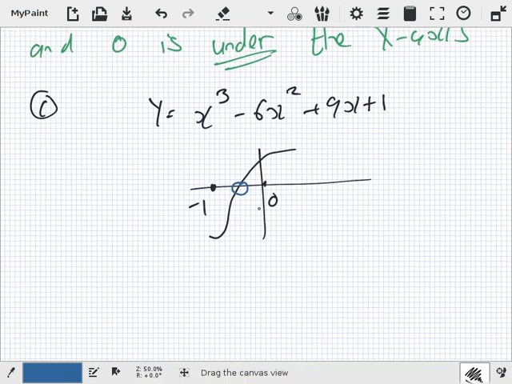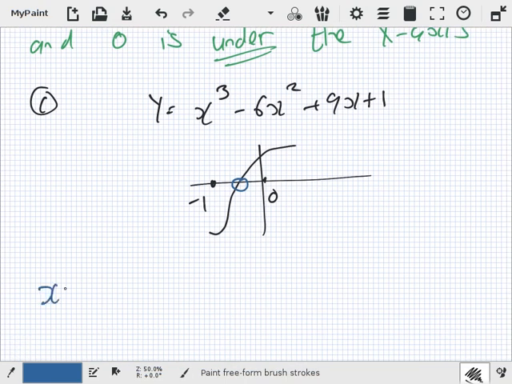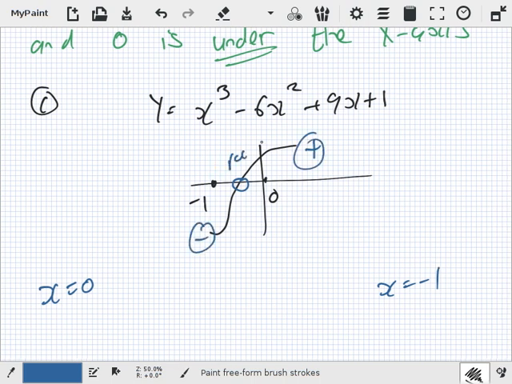All you have to do is calculate what you get when x is 0 and when x is -1. And if one of them is positive, and one of them is negative, then we say there's a root in between the two answers. So if I put 0 into this, what do I get? I get 1.